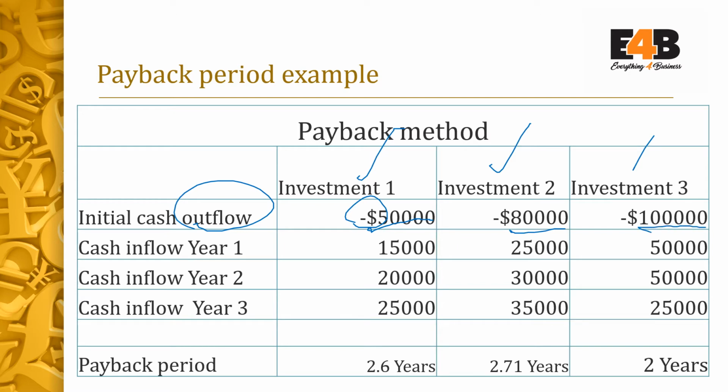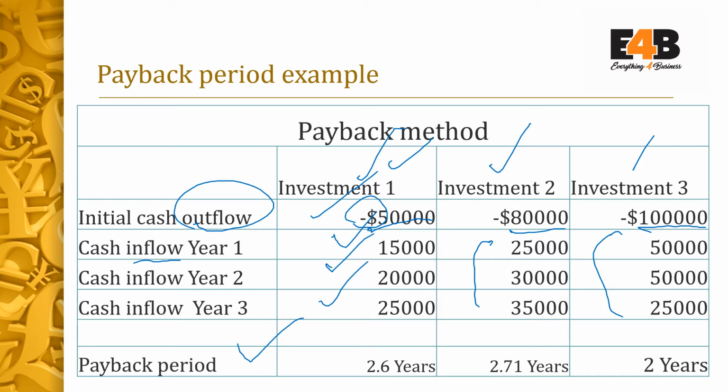This is actually a projection, estimation, analysis, or planning, whichever you can say. So you have estimated that from investment 1, you will get $15,000 in year 1, which is inflow. It will come towards you. And year 2 you will get 20,000, and year 3 you will get 25,000, and so on for all these projects. Now, on the basis of payback period, you have to see which project or investment is recovering my initial investment in shortest time, and you have to select that investment on the basis of payback period.